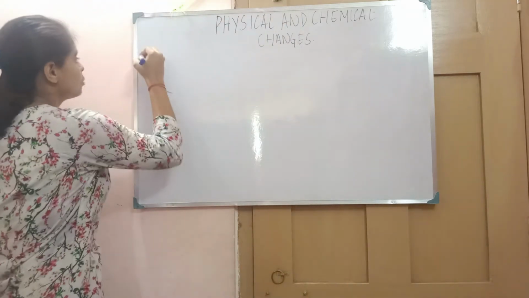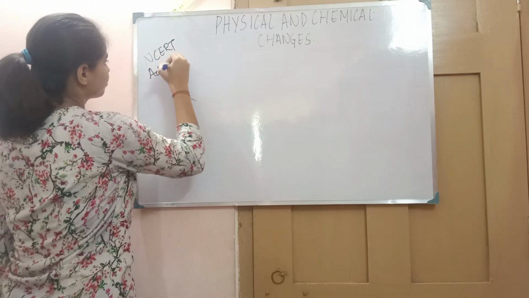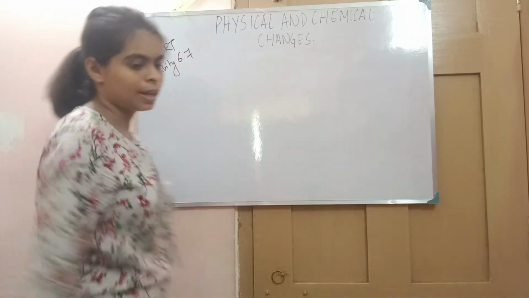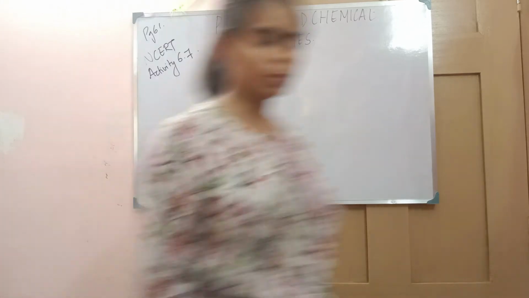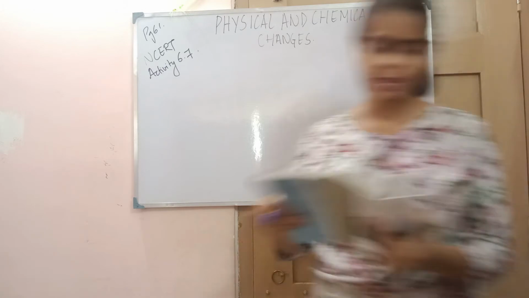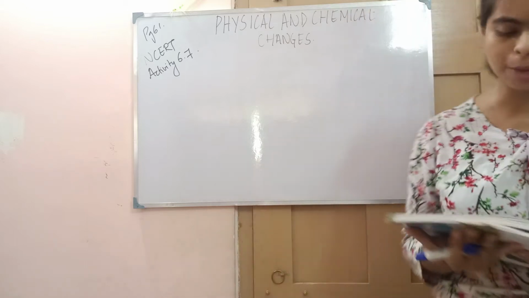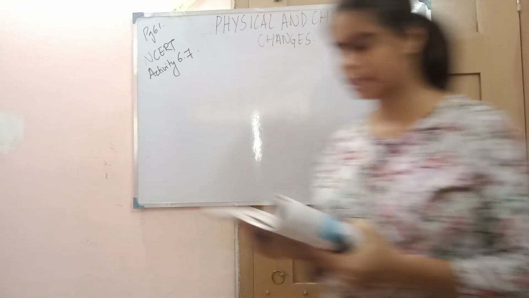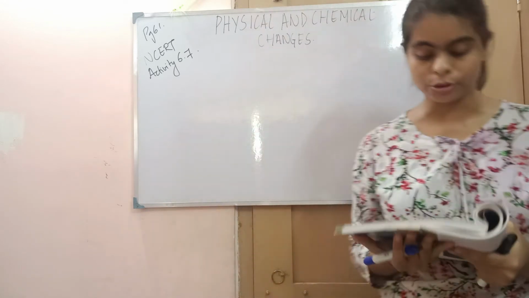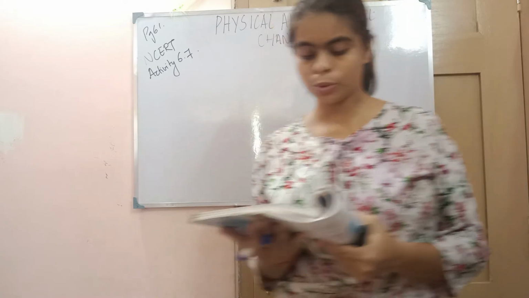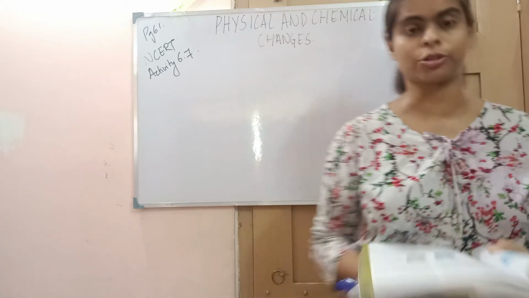Now let's come to the NCERT activity 6.7. It's on page number 61. What is it saying? It is saying: dissolve about a teaspoon of copper sulfate in about half a cup of water in a glass tumbler or a beaker. Add a few drops of dilute sulfuric acid to the solution. You should get a blue colored solution. Now drop a nail and a used shaving blade in the remaining solution. Wait for half an hour. Observe the color of the solution.